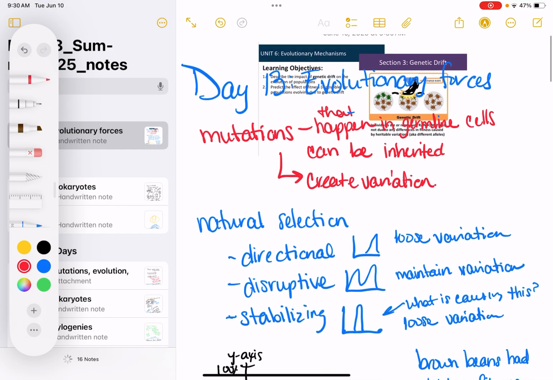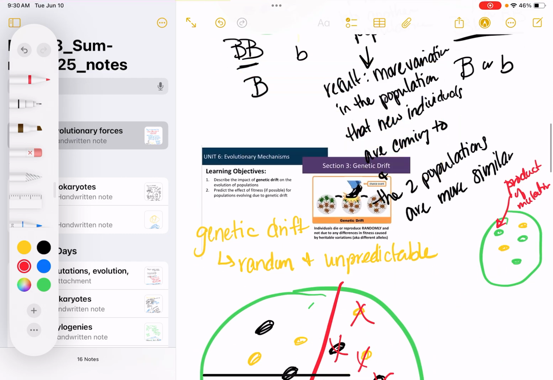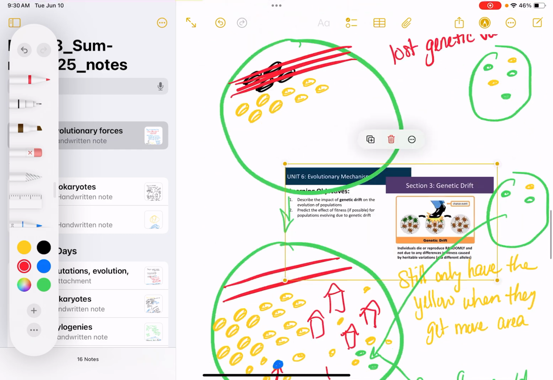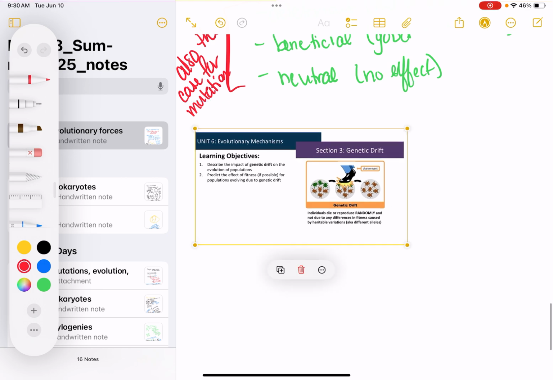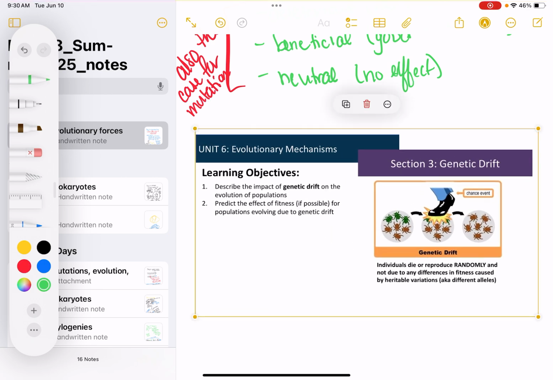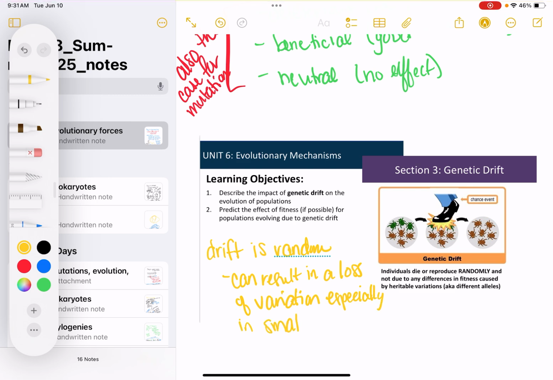Okay, so next let's grab genetic drift. Describe the impact of genetic drift on the evolution of populations. So remember that drift is random and unpredictable, but it often results in losing variation. It can result in a loss of variation, and that's especially true in small populations. So it's going to have a larger effect in small populations.